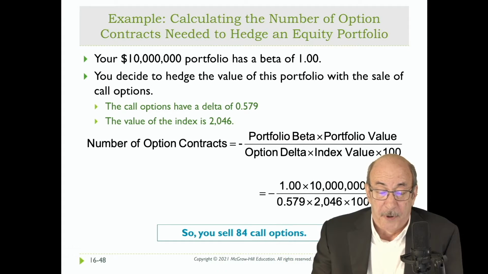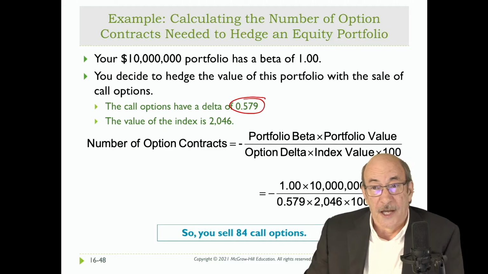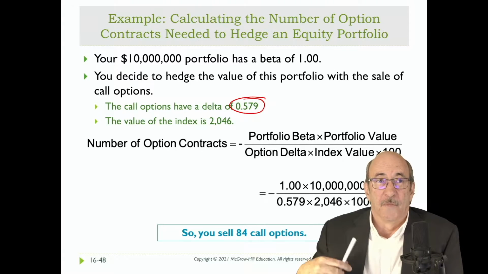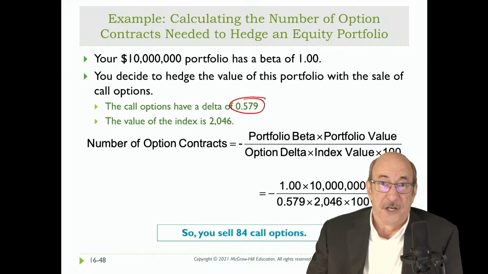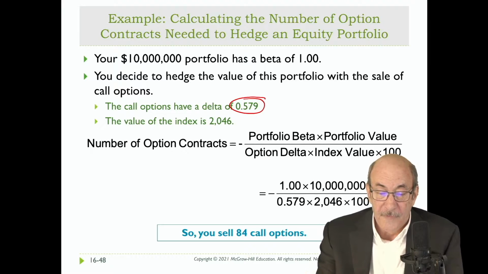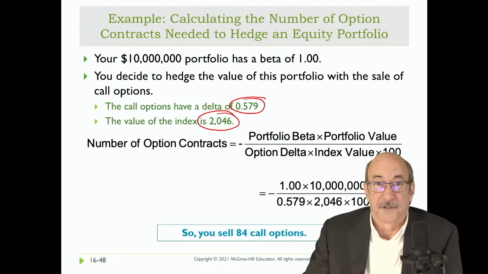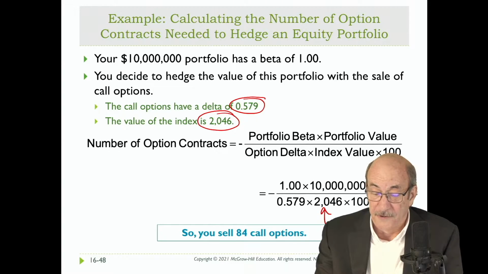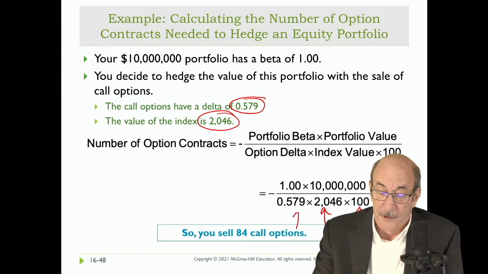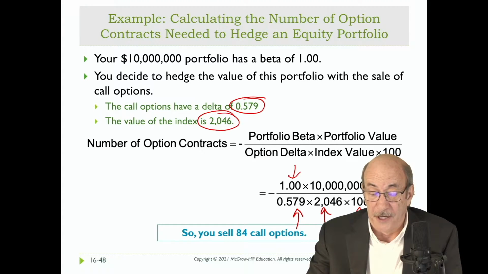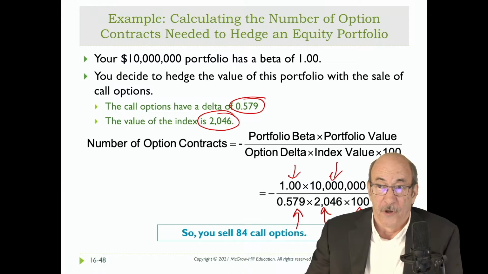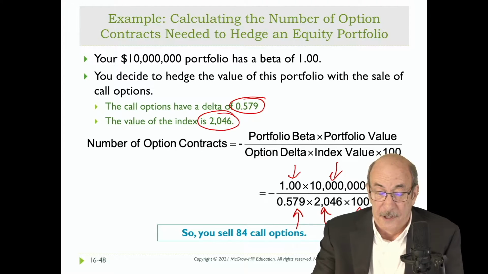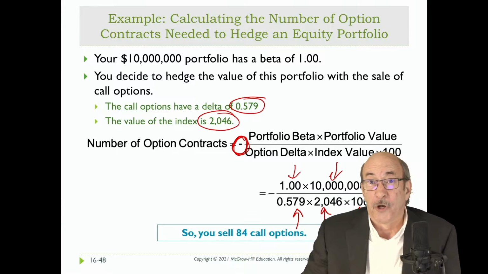Here's a little example. Suppose that we have a call option whose N of D1, that is the delta, is 0.579, meaning that for a dollar move in the underlying, the value of the option changes by 57.9 cents. The value of the index is 2046, and so we just plug in that 2046. Again, they're assuming that the multiplier on that particular index contract is 100. Here's my option delta, and then I have a portfolio beta that just happens to be 1, and the value of the portfolio is 10 million. So it shows us that we need 84 contracts in this case, and don't forget that little minus sign out front. So we're going to be short these contracts.